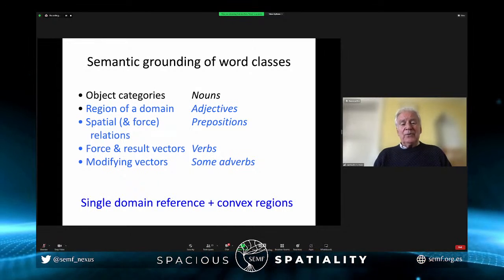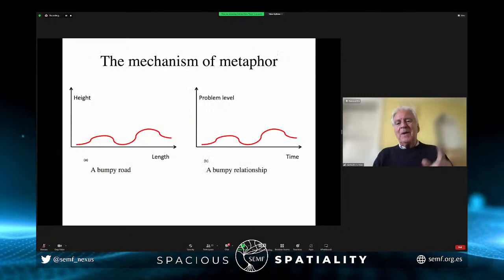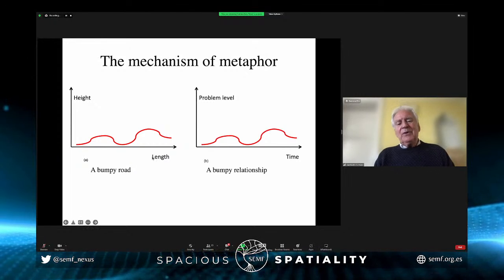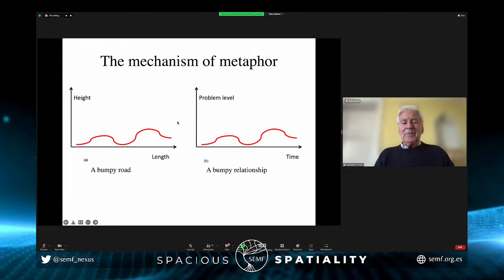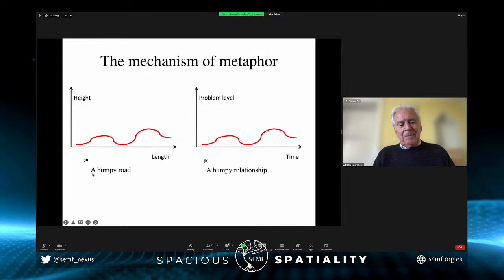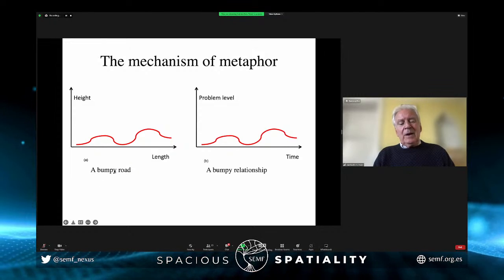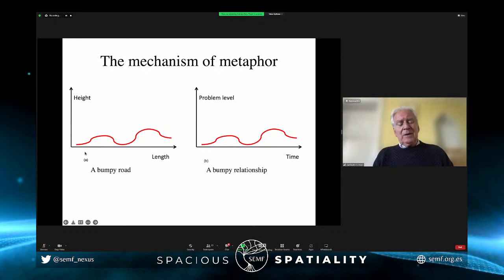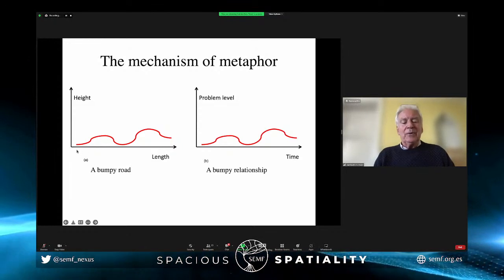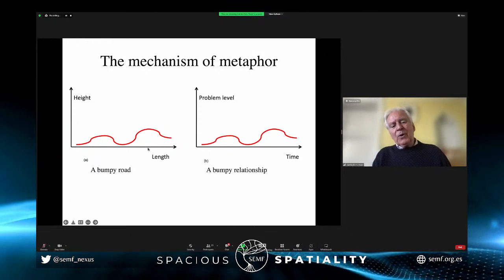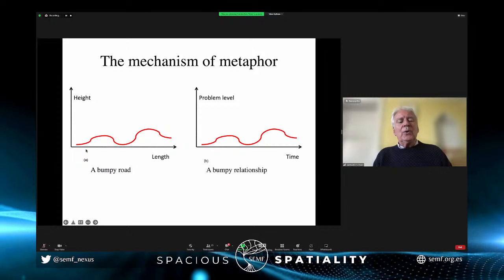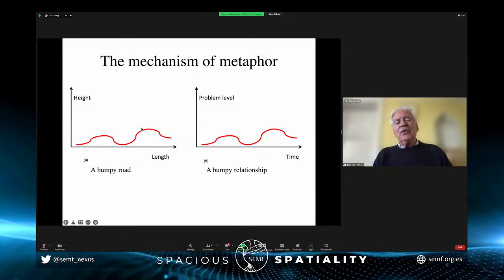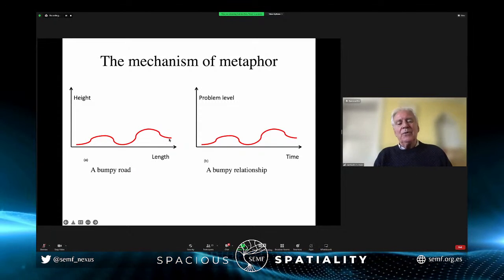So I could stop here. No, I have one more thing to say. Yeah, metaphors. Natural language is full of metaphor. And here is my simple model of how to analyze metaphor. So let's take the adjective bumpy in the context of a bumpy road. So bumpy means that you have a two-dimensional or three-dimensional spatial relation here. You're moving along a road, that's the horizontal dimension, but this road changes in the vertical dimension. And bumpy means that there are some abrupt changes in the height of the road.